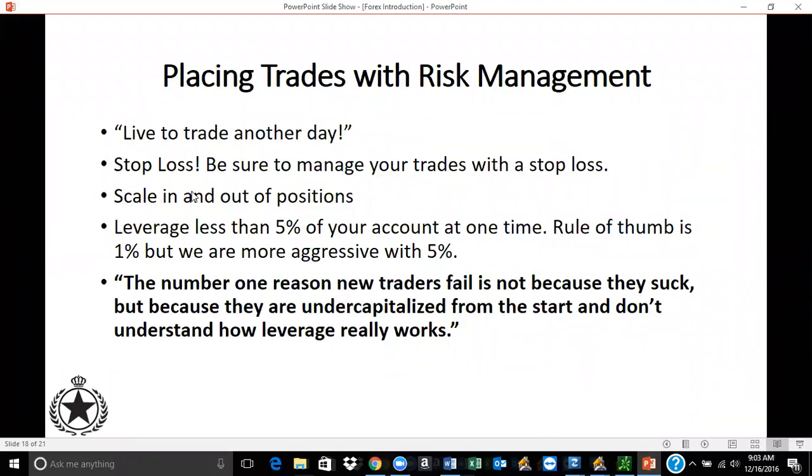But I would say the most important rule, and I have it in bold print for a reason: the number one reason new traders fail is not because they suck. It's not because you don't really know what you're doing. A lot of people really do have a knack for this. They understand it. Some of you may have already traded before, so you understand the basis of trading. But because you are undercapitalized from the start, you don't understand how leverage really works. Because you don't have enough money, and you're only trading with, let's say, $5,000, and your maximum leverage is $20, and you're putting $20 on every single trade because you don't understand how that's killing your account, and you don't know how to scale into positions, you're gonna lose. You're gonna be a part of that 90%.